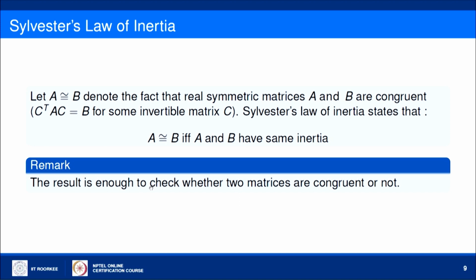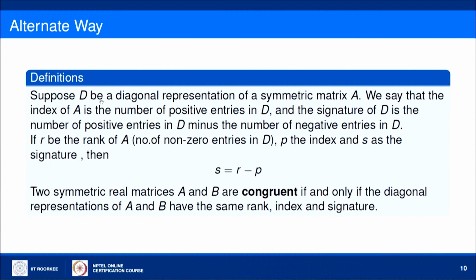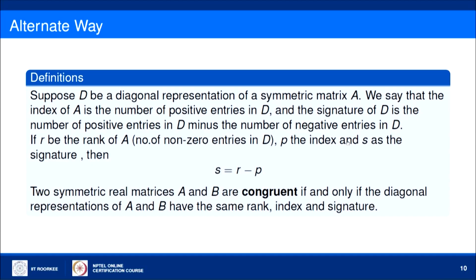The alternate statement of this theorem is as follows. Suppose D is a diagonal representation of a symmetric matrix A. We say that the index of A is the number of positive entries in D, and the signature of A is the number of positive entries in D minus the number of negative entries in D. If R is the rank of A, which is the number of non-zero entries in the diagonal representation of A, because it is the number of non-zero eigenvalues, P the index and S the signature, then S equals R minus P.